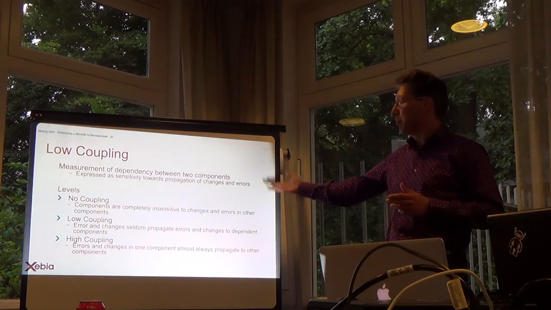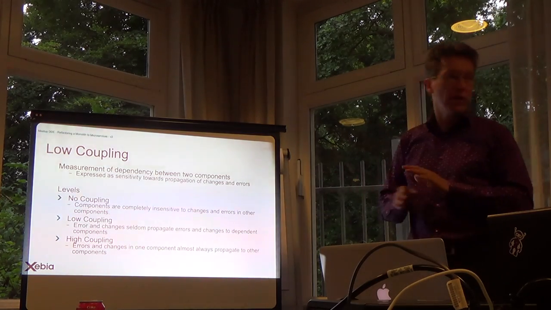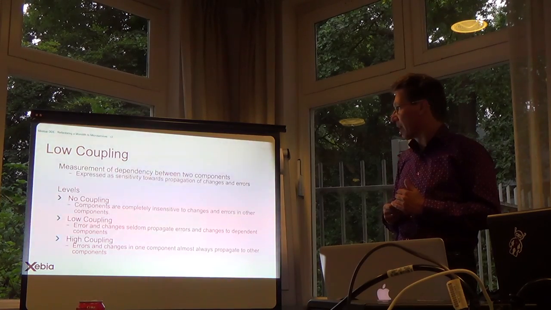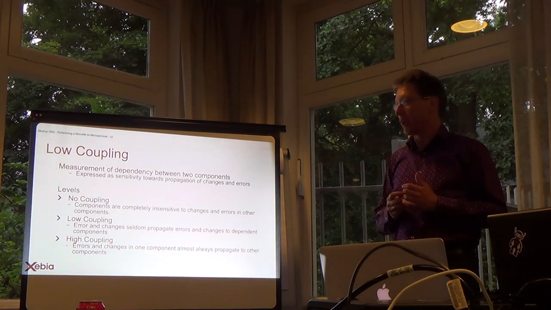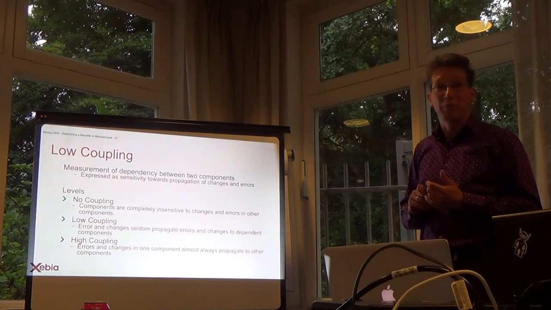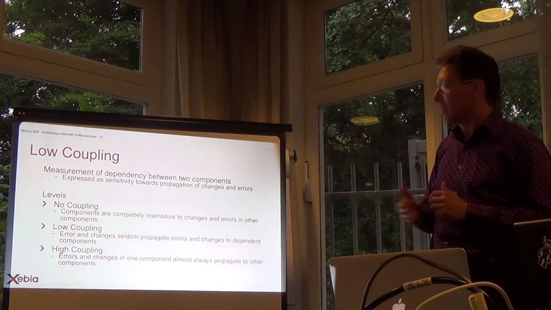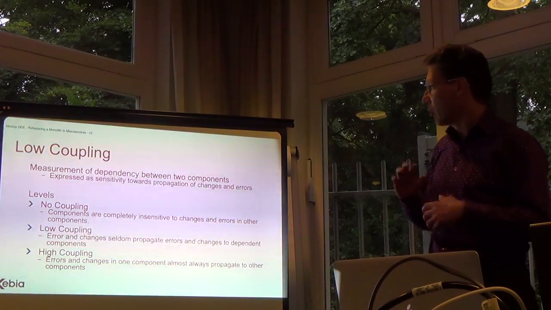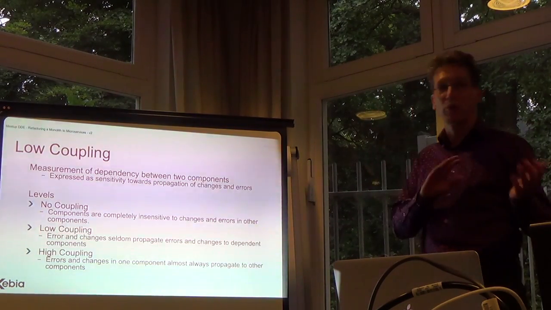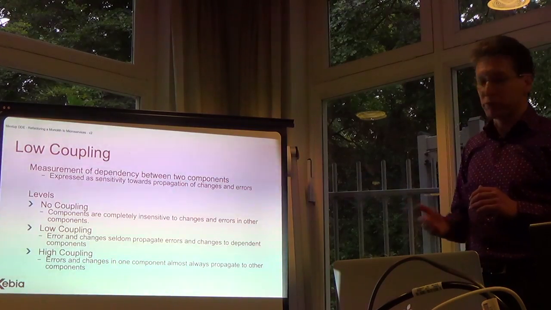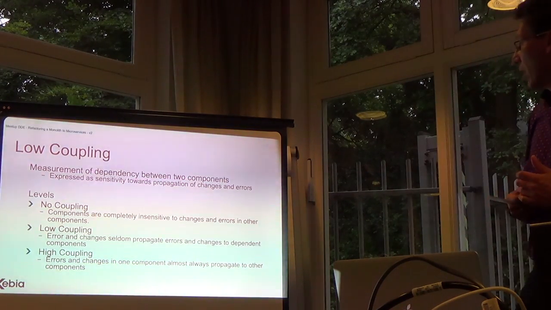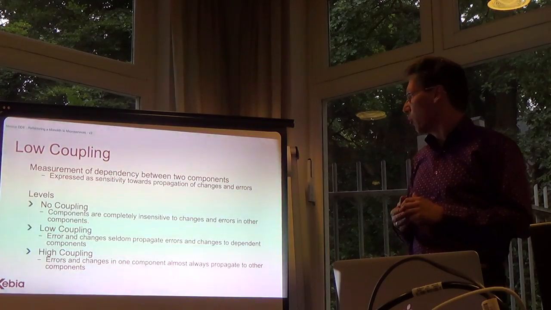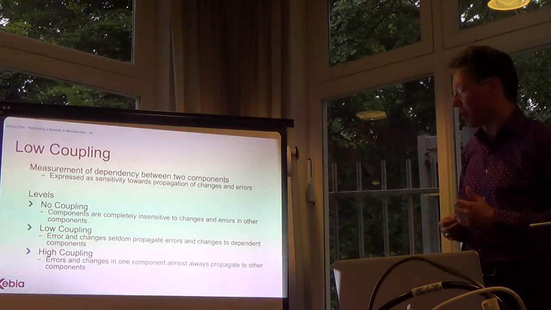In the extreme, you have no coupling, then it's completely independent, complete autonomy, no relation whatsoever. That is the largest amount of flexibility, but depending on the application, it might be okay or not. In the other cases, we can achieve low coupling, so that we don't have a propagation of errors from one component to the other one. And the worst case, of course, is high coupling, where the changes and errors almost always propagate to the other components.